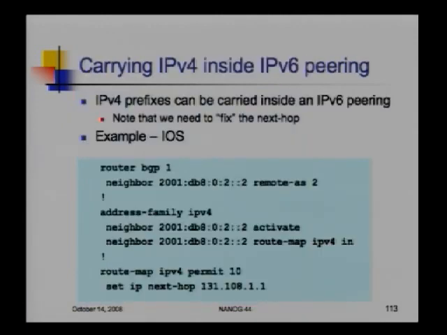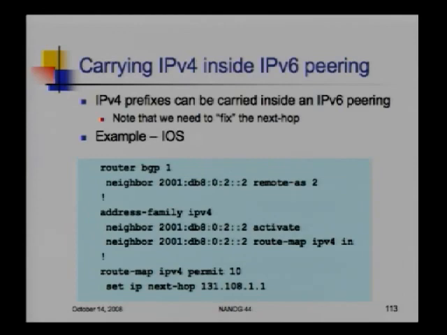Now, carrying v4 inside a v6 peering, you can do this in iOS if you want to. You can actually carry v4 prefixes, but remember to stay compliant with the rules. The next hop must be in the same address family. So what will actually happen if you carry the v4 prefixes is they'll have a v6 next hop, which of course is not legal. So when we get the prefixes, as you see in the last line there of the route map, we have to fix the next hop to make it a v4 address.